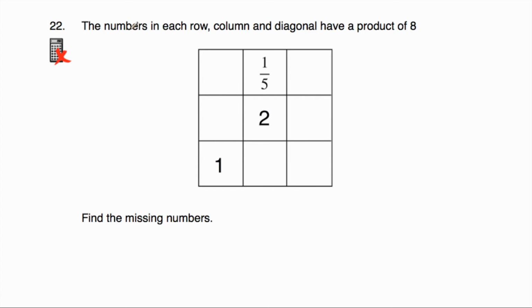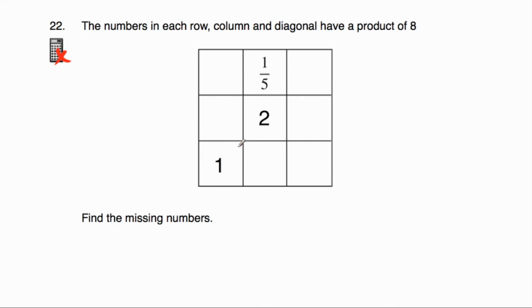Question number 22 says the numbers in each row, each column, and the diagonals have a product of 8. That means they multiplied together give us 8. I've been asked to work out the missing numbers, so we want to find the missing numbers in this grid.